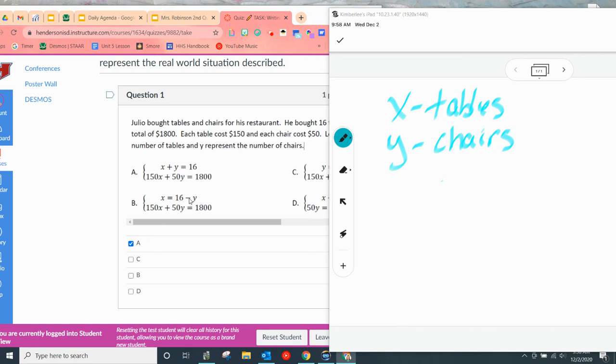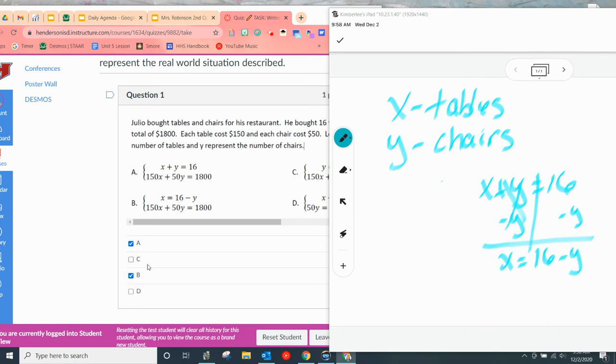Okay, so we have the first equation, which is x plus y equals 16. If I drew my line and solved it for x, because that's what's happening here in B, I would have to subtract a y on both sides. So positive y minus y would cancel out, and I would have x equals 16 minus y. Is that what this one's saying? Yes. So B is also equivalent.